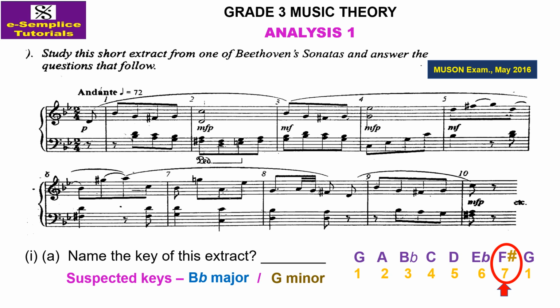So all these F sharps point to the fact that this key is not a major key, it's not B flat major but G minor. So our answer here is G minor. That is how to establish what key a music is in.